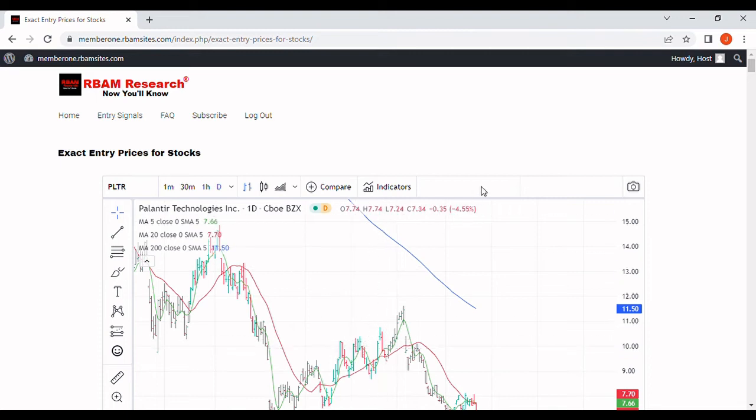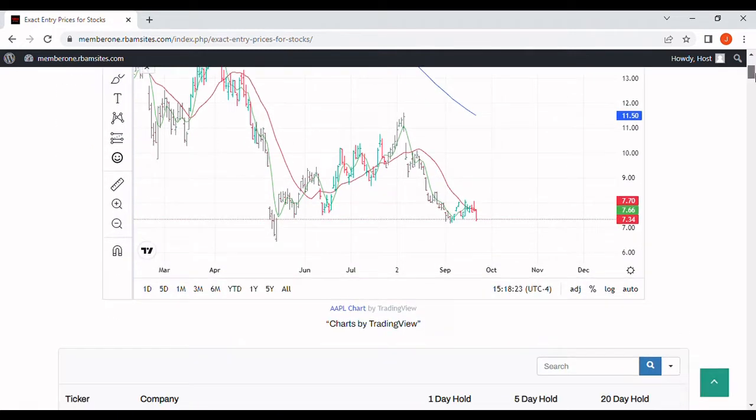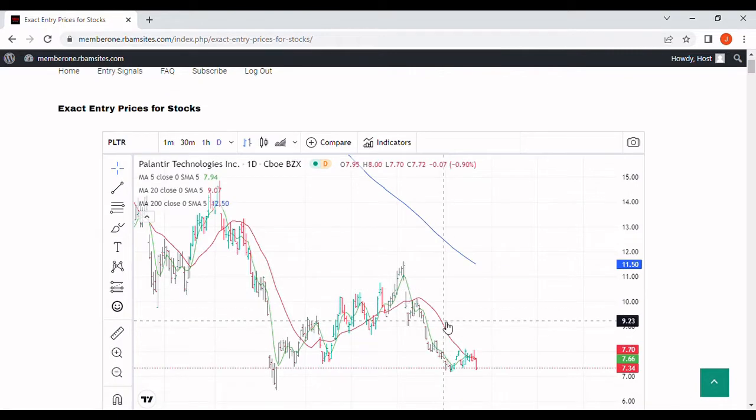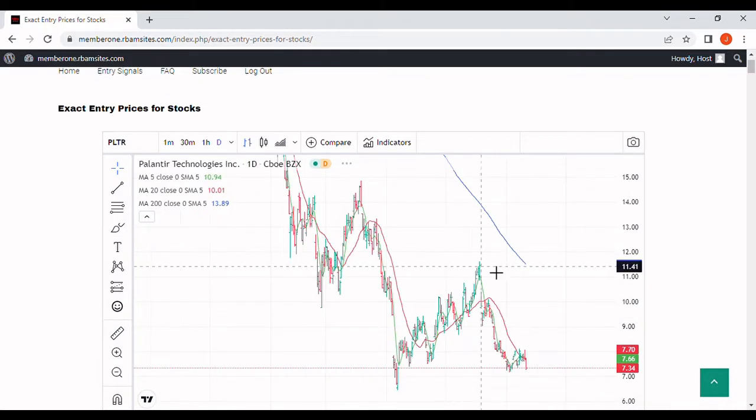We're going to do a brief video on PLTR stock. That's PLTR Stock Analysis Today. And we're looking at a daily chart of that stock with a green 5-day moving average, a red 20-day moving average, and a blue 200-day moving average.